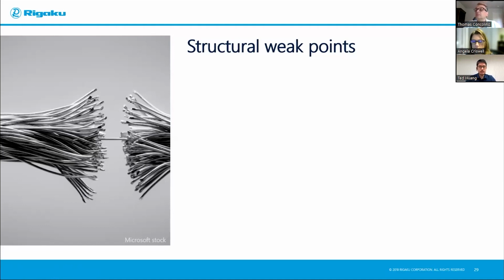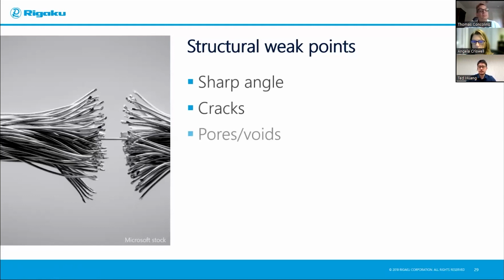And there are many of them. Some are very specific to certain types of materials or products, but there are ones that are kind of universal. If you see them, it's not going to be good in any of your products. The first of them is sharp angles. The second is cracks. The third is pores and voids. And lastly, I will mention some others that pertain to specific materials or specific use cases.